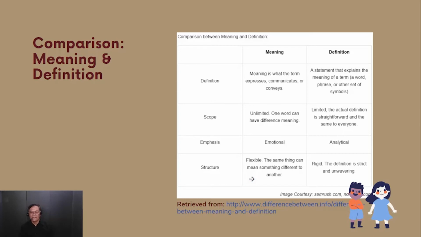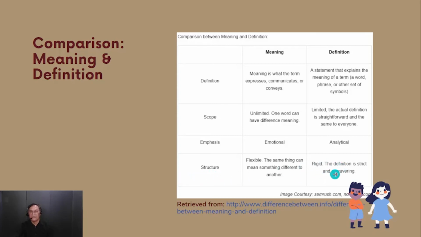All right? So a while ago I said meaning can be endless as long as you can provide meaning to something in relation to your experience. Then it is endless. It is flexible. The same thing can mean something different to another. So you can go on and on giving your own descriptions of God, depending on your own experience with your God. All right.